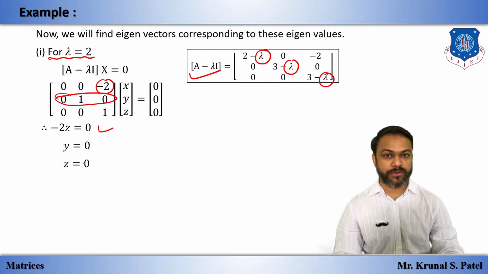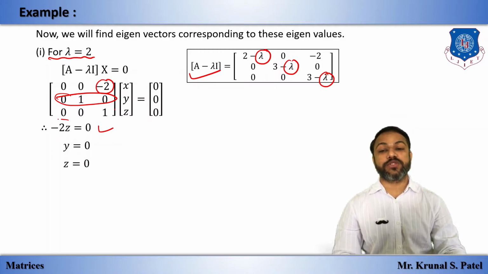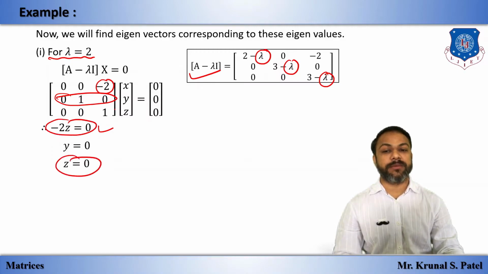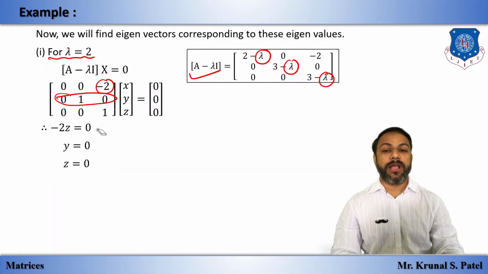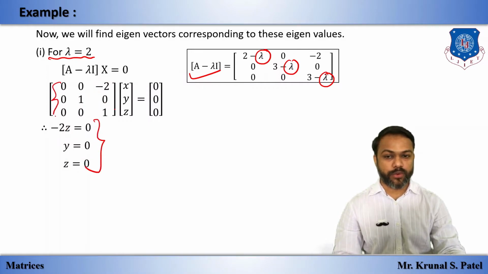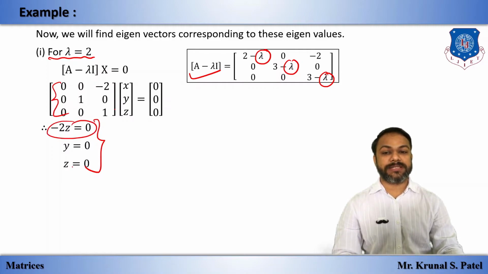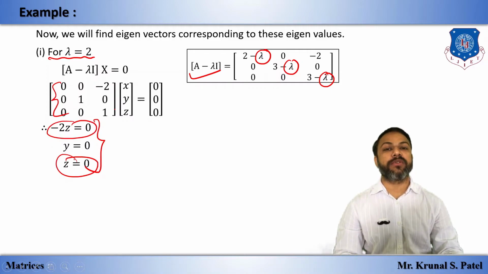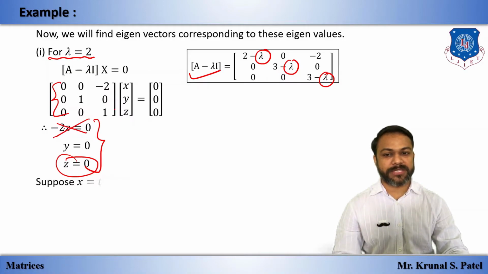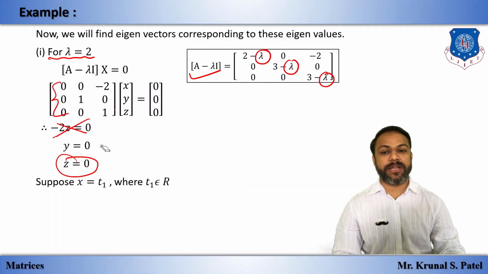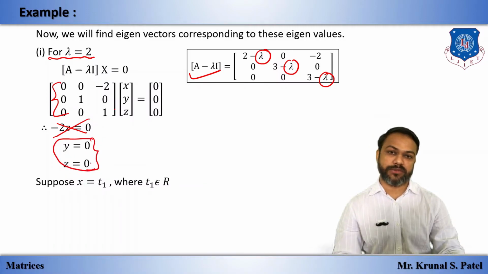So we have z is equal to 0. Here you can observe these two equations are the same. If I take minus 2 common and move it to the right side, we get z is equal to 0. So out of these three equations, obtained from these three rows, these two equations are the same, so we will omit any one equation. Suppose we omit this one. So the remaining equations are these two: y is equal to 0 and z is equal to 0.